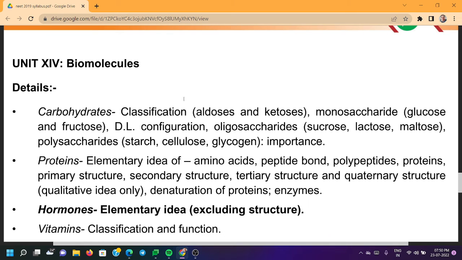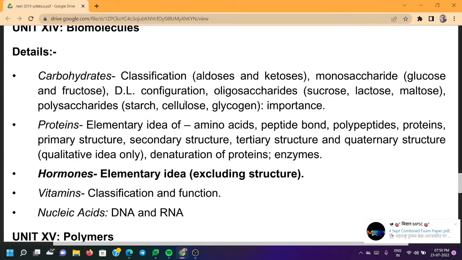Class 12th Chemistry Unit 14 Biomolecules. Carbohydrates, classification, aldoses and ketoses, monosaccharides, glucose and fructose, DL configuration, oligosaccharides, sucrose, lactose, maltose, polysaccharides, starch, cellulose, glycogen, importance. Proteins, elementary idea of amino acids, peptide bond, polypeptides, proteins, primary structure, secondary structure, tertiary structure, and quaternary structure, qualitative idea only. Denaturation of proteins, enzymes.